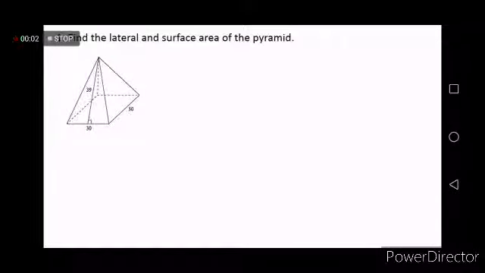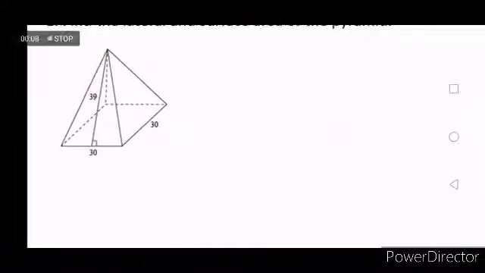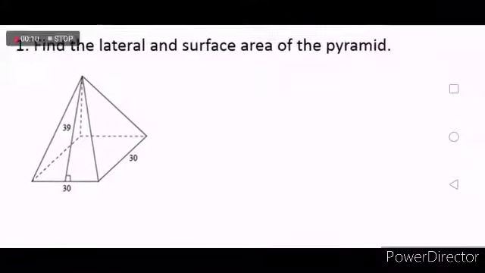And let's have our first problem. Find the lateral and surface area of this pyramid. So here, what have you noticed on the pyramid? Yes, most likely it is a right regular pyramid. Why? Because the base is a square and that is a regular polygon. Alright, so we're looking for the lateral area and surface area. So how do we solve for such?